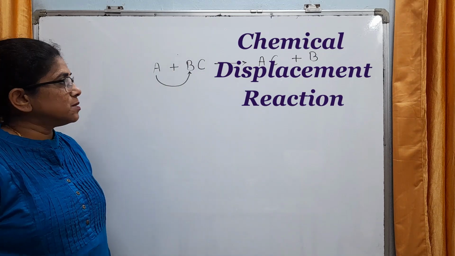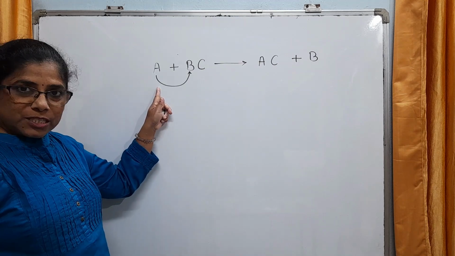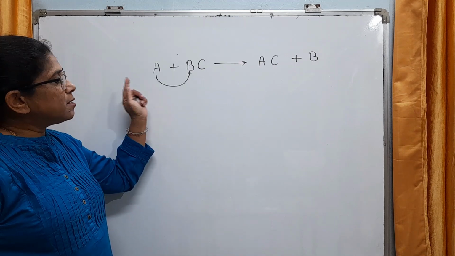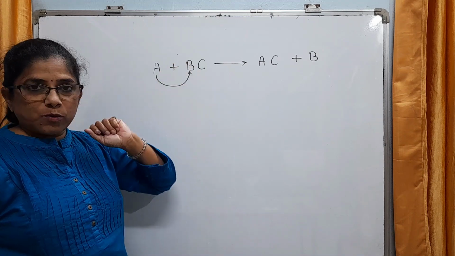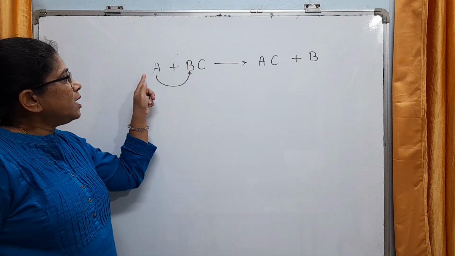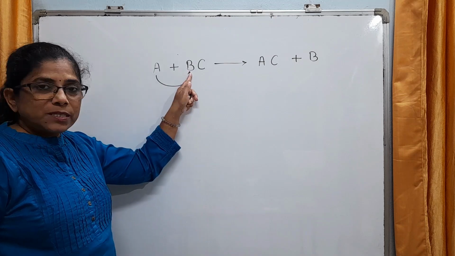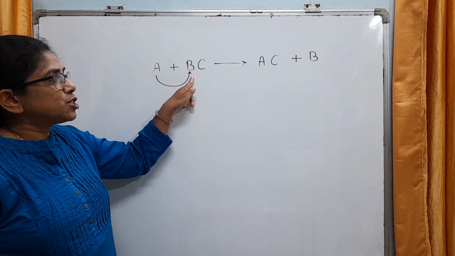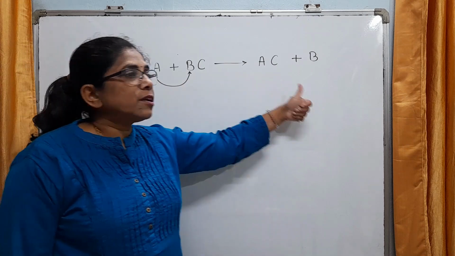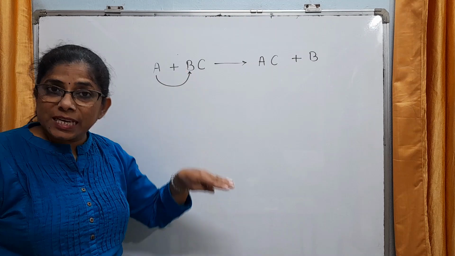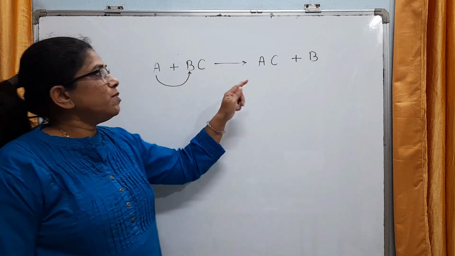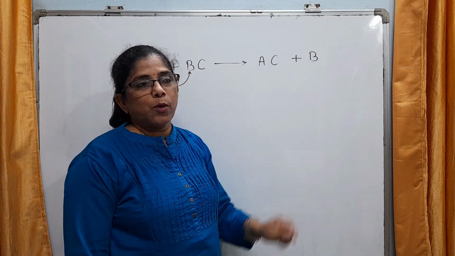Here what happens is the active element displaces the less active element from its compound. Now why is A able to displace B? Because A is more active than B. Here, the reverse reaction will not take place because B is less active than A. So B will not displace A from its compound.